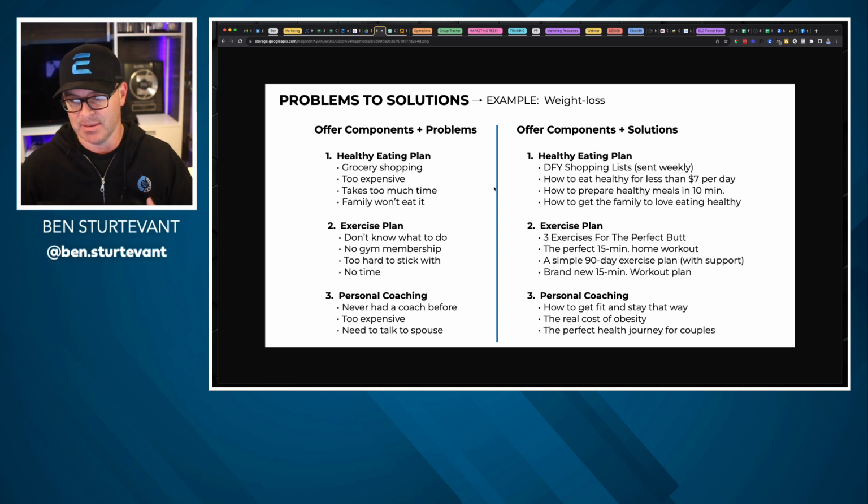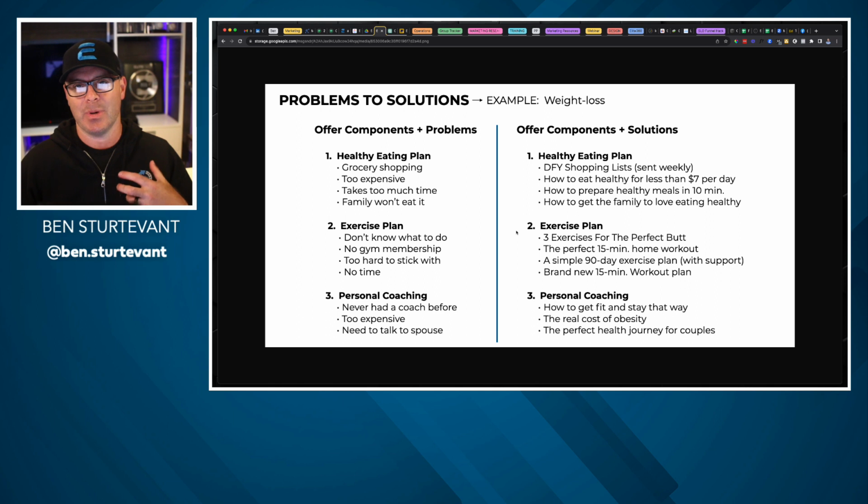Maybe it's too expensive. Well, what if you had a portion of your program that showed them how to eat healthy for less than a certain amount? And this doesn't necessarily have to be a training or a component in your course. It could even be a lead magnet that you're using to attract people. So this content strategy isn't just for your offer. It can be used for lead generation. It can be used for your social content. It can be used for your offer. It can be used for so many different things.